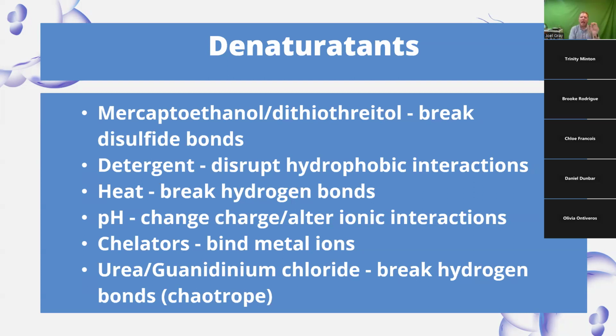Denaturants. Now, these are chemicals. If you have a chemical treatment or a physical treatment added to a protein, for instance, a substance known as beta mercaptoethanol or dithiothreitol, what these are going to do is break disulfide bonds.